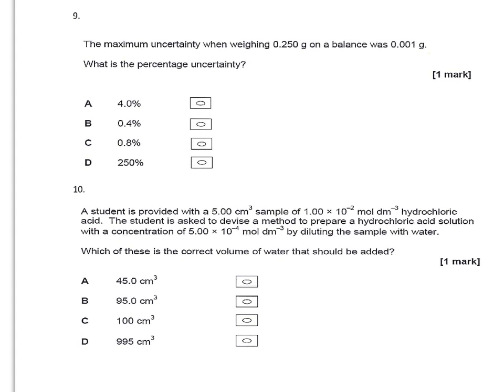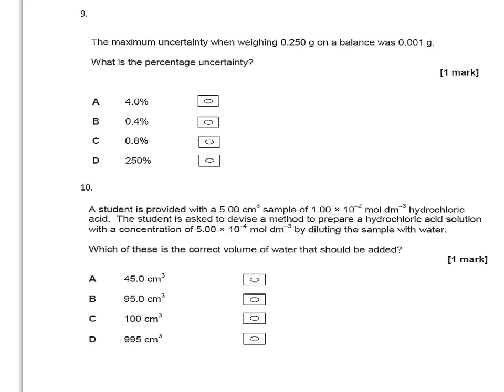So again with this one, it's an uncertainty one, so we want to take the uncertainty in the equipment, which is 0.001, divide it by the mass we weighed, which is 0.250, and then times it by 100. And the answer is 0.4%. If we have a look at the answers, that corresponds to B.